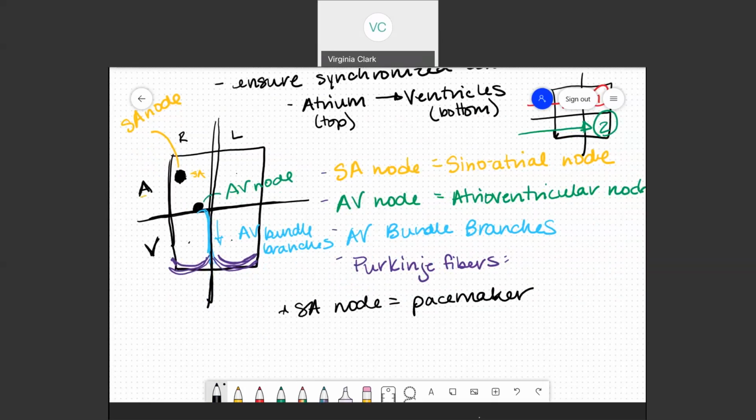And your pacemaker is going to set the beat of the heart. So the pacemaker is going to set the beat of the heart. Remember, this is intrinsic, so this is without input from the nervous system.